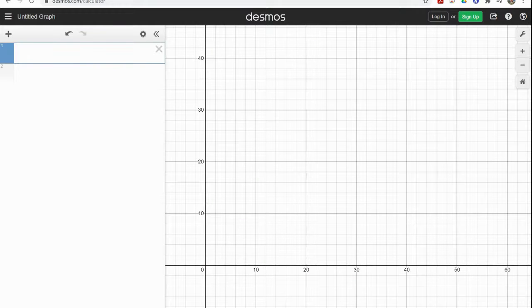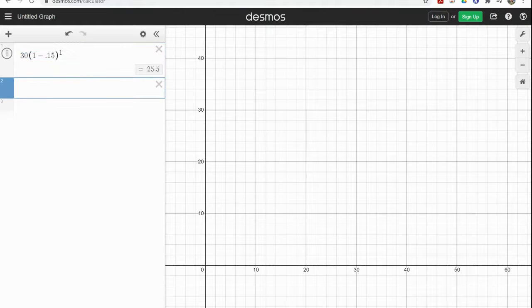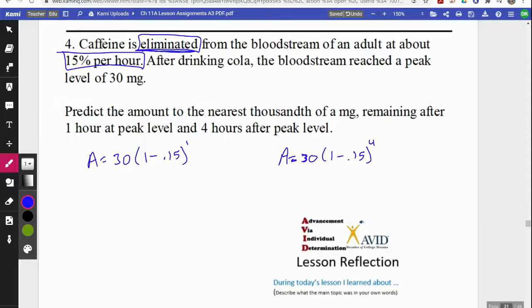So we will do this twice. 30, 1 minus 0.15 raised to the first power. And copy that and paste it and do fourth power. That's how much is there after 4 hours. So after 1 hour, at a 15% decrease, which is the same as keeping 85% of it, we have 25.5 milligrams of caffeine in our bloodstream.